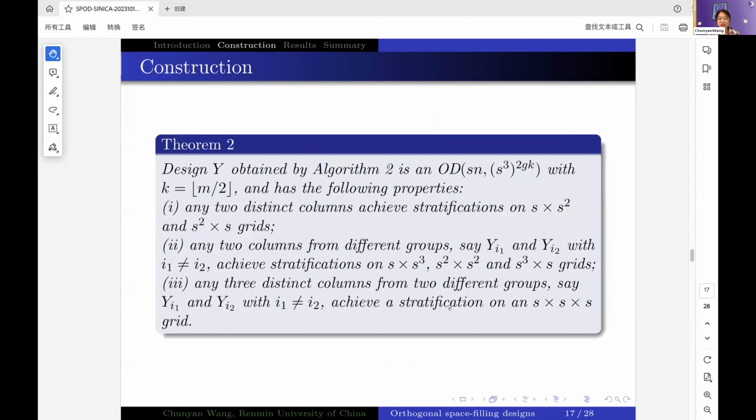And the resulting design, design Y from algorithm 2, is also orthogonal and has the following desirable space filling properties.